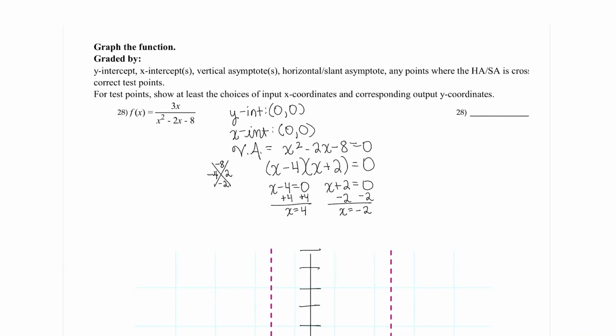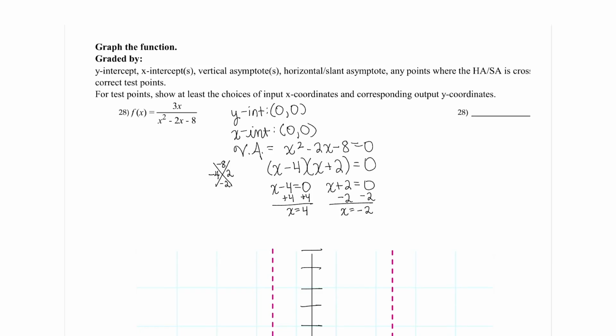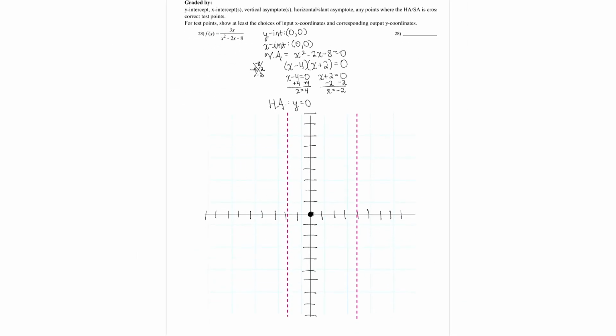We don't have a slant asymptote, but we do have a horizontal asymptote because the degree of our denominator is bigger than the degree of our numerator. So our HA is going to be y equals 0. That's going to be going across our x-axis here.